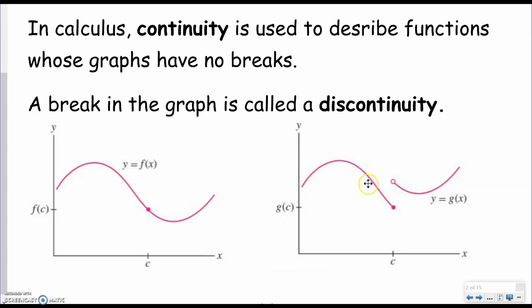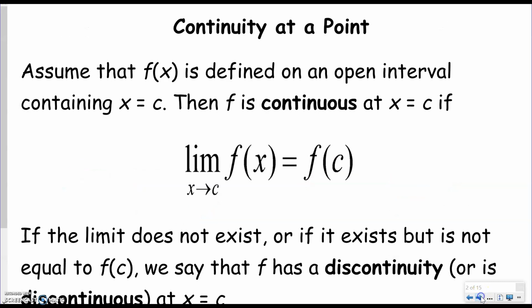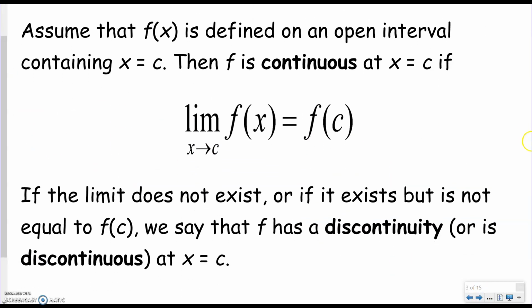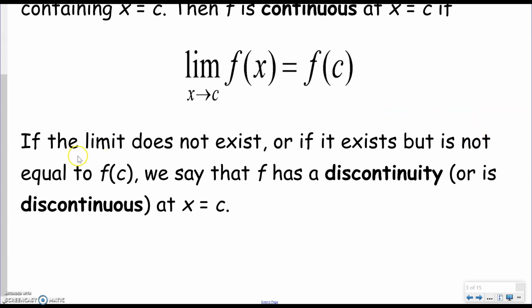On the right, however, there's a break right here at C. That's called a discontinuity. For continuity at a point, you're going to assume that f of x is defined on an open interval containing C. We will say that f is continuous at that point, x equals C, if the limit is equal to the value of the point. If the limit doesn't exist, or if it exists and is not equal to f of C, then it has a discontinuity, or it's discontinuous at C.